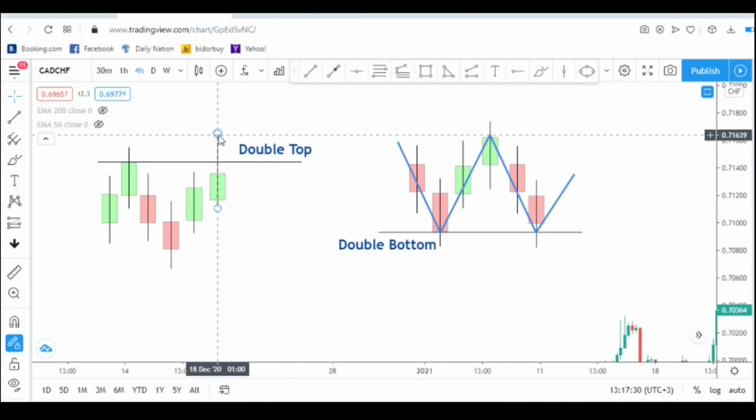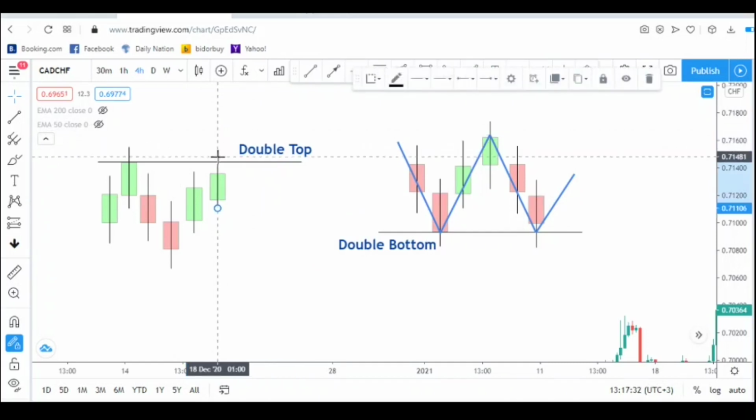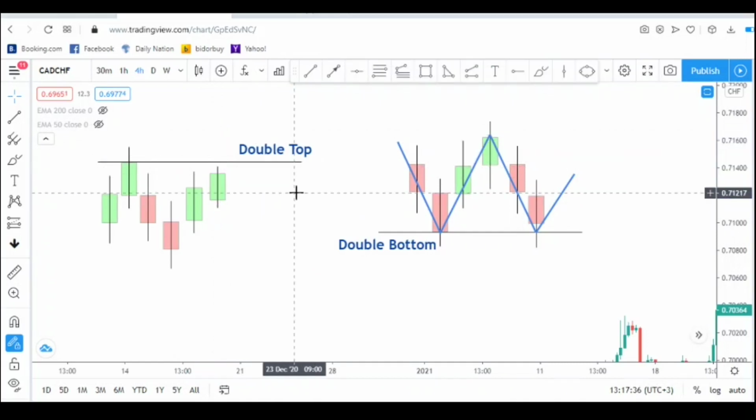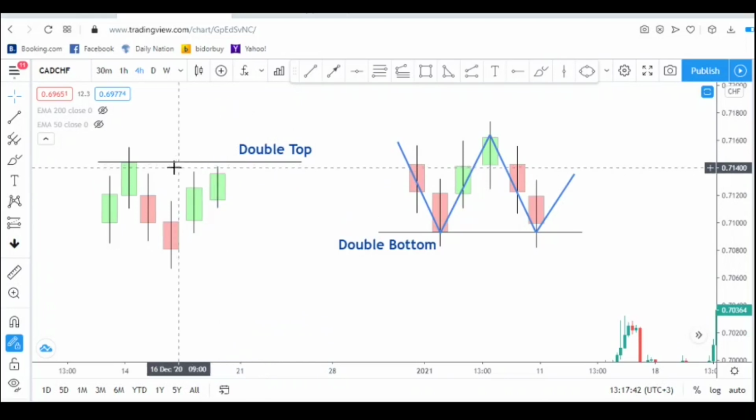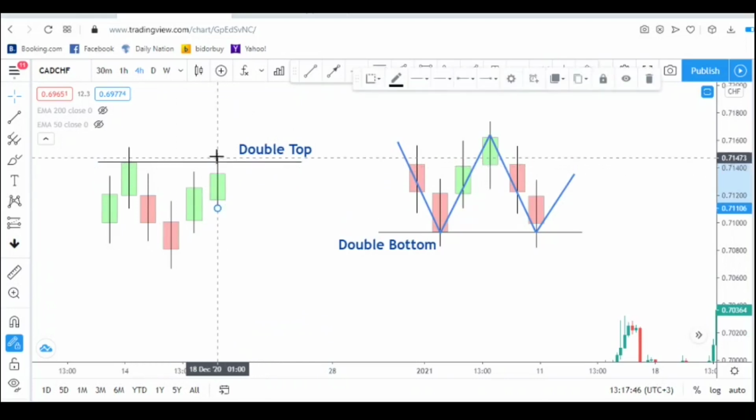But let's say we have a situation like this. Could this be a double top? Of course not. Why? Because the wick of this second top did not touch the neck of the first top, so it should be at least this way.